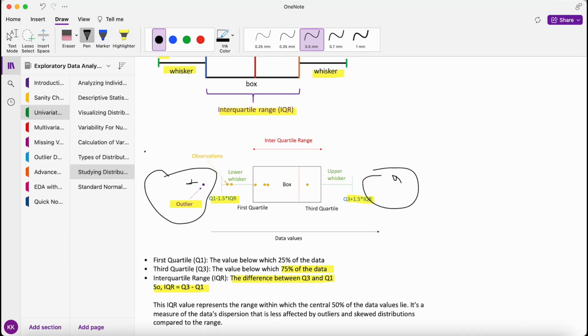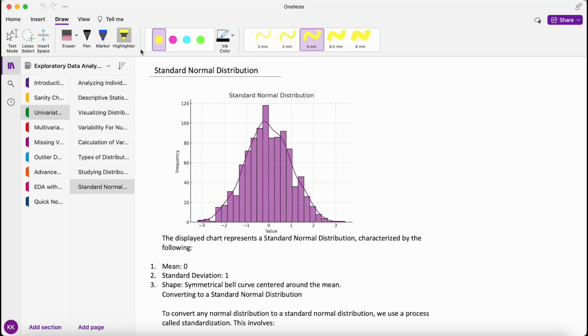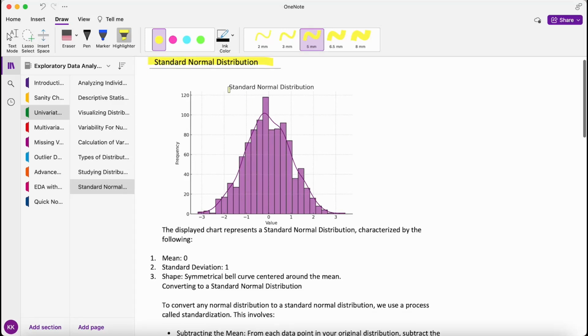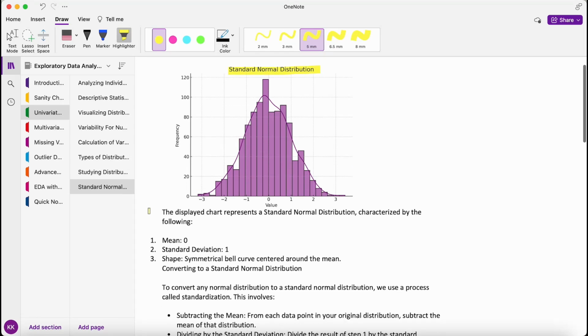Now, diving into the realm of the standard normal distribution, let's understand its significance in data analysis. A standard normal distribution, often simply called a standard distribution, is a special case of the normal distribution where the mean μ is 0 and the standard deviation σ is 1. It is depicted as a symmetrical bell curve centered around the mean.